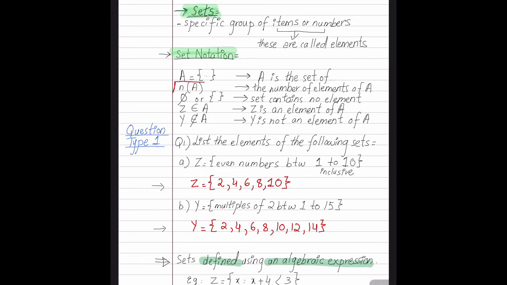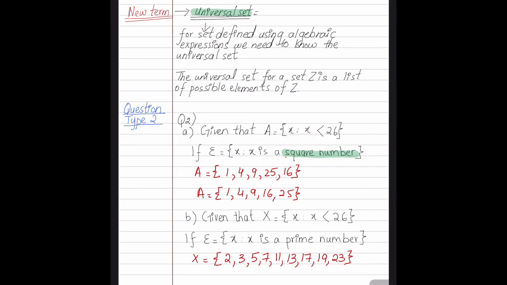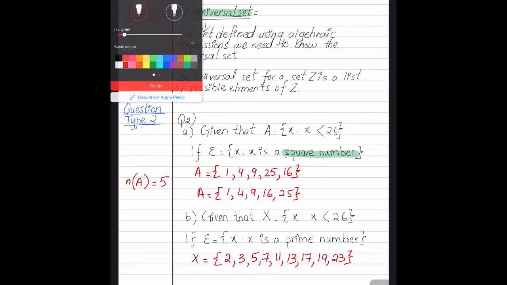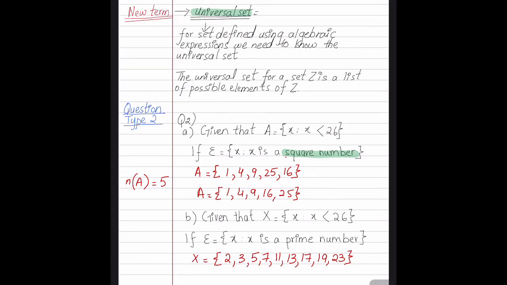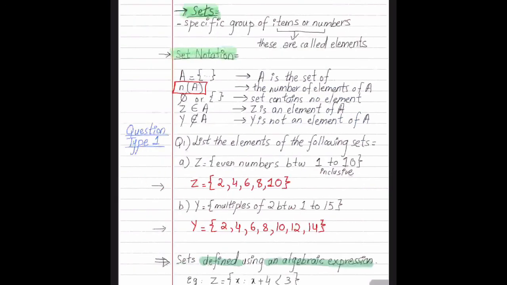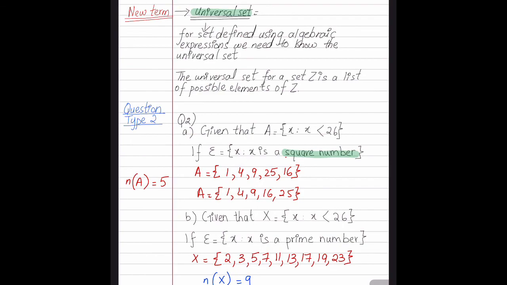So we can practice one of the set notations here. Let's practice this one with the question. Let's state the number of elements. So what's n of A here? How many elements does the set A have? 1, 2, 3, 4, 5. So n of A is equal to 5. Let's do the same. Oh, let's change the color. This is not very interesting. Okay, so what's n of X? 1, 2, 3, 4, 5, 6, 7, 8, 9. 9. Perfect. So yeah, we just practiced one of the set notations. Perfect.